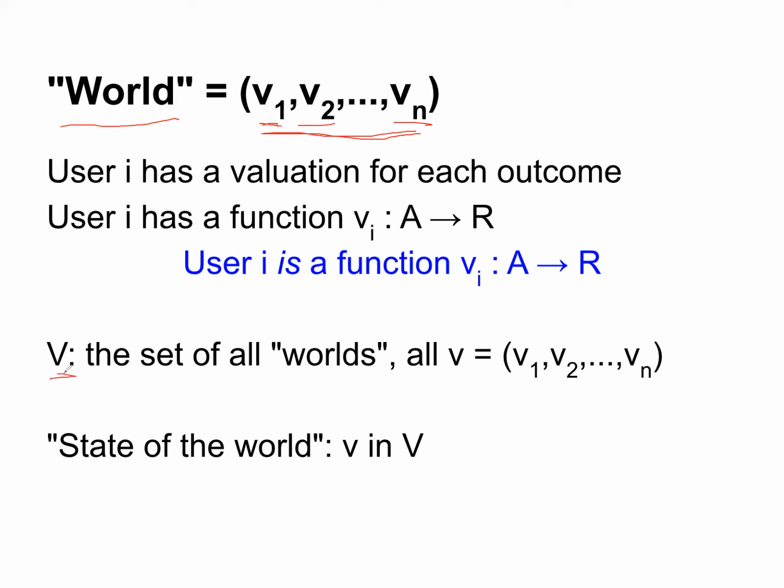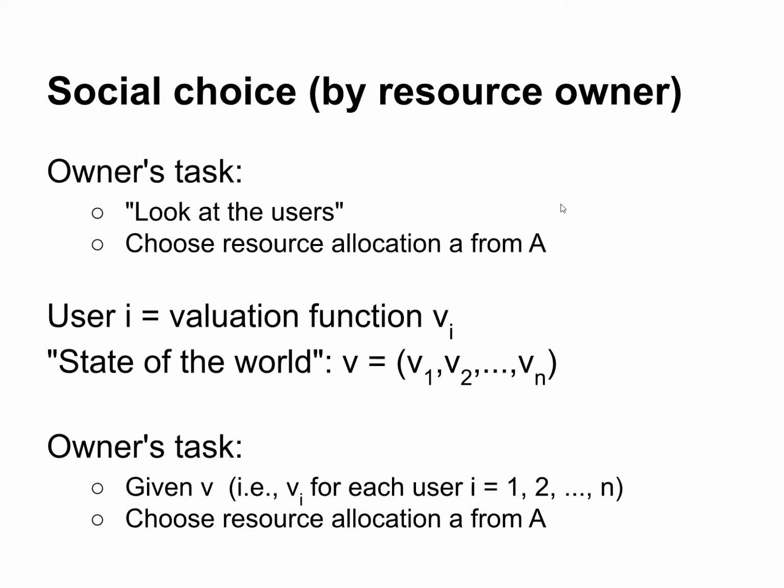And we can define the set of all possible worlds. All possible worlds, meaning all possible vectors of valuations. And the particular world we are looking at is just some vector from this set. Okay, so users with certain valuations. So as the resource owners, what do we really do formally? Well, we look at the state of the world. We see, okay, we have such and such users today. I don't know, certain airlines with certain valuations, certain flights.